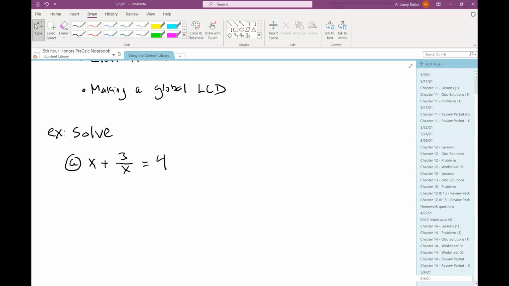So the idea with clearing fractions is I want to look at every fraction in the problem and then multiply both sides of the equation by the least common denominator of those fractions. Here that should be really easy. There's only one fraction, only one denominator, so the least common denominator is just x. Everybody cool with that?